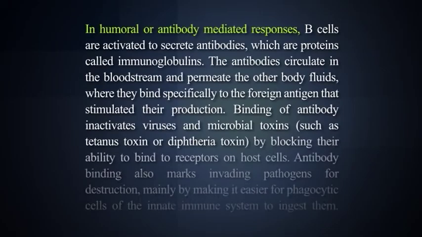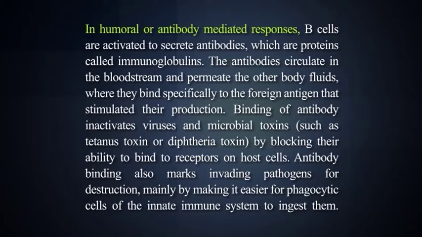In humoral or antibody-mediated immune response, B cells are activated to secrete antibodies, which are proteins called immunoglobulins. The antibodies circulate in the bloodstream and permeate the other body fluids, where they bind specifically to the foreign antigen that stimulated their production. Binding of antibody inactivates viruses and microbial toxins such as tetanus or diphtheria toxins by blocking their ability to bind to receptors on host cells.